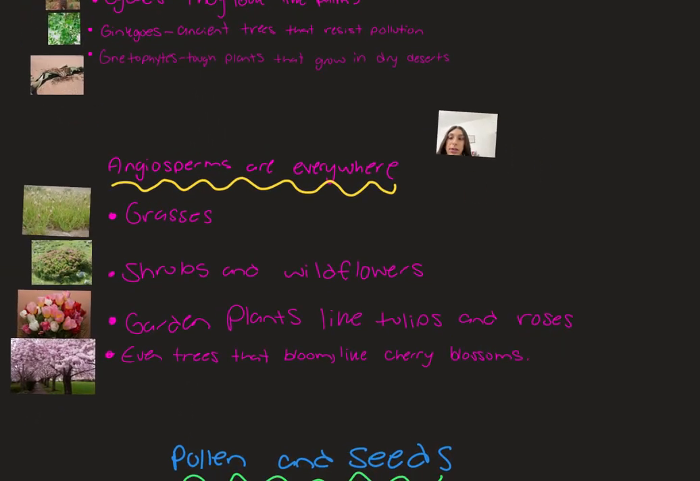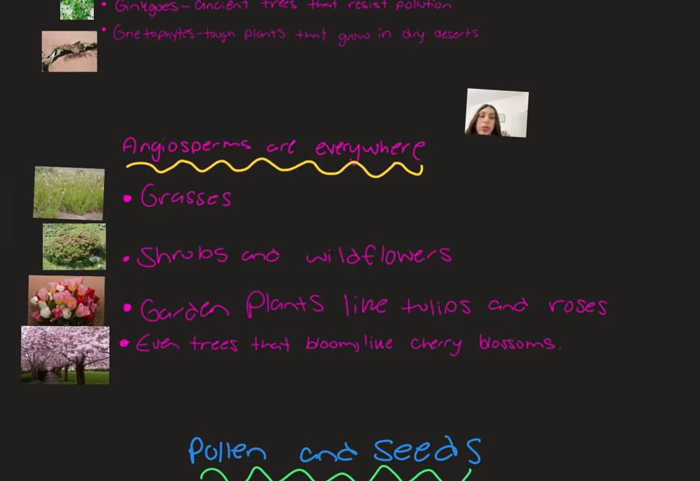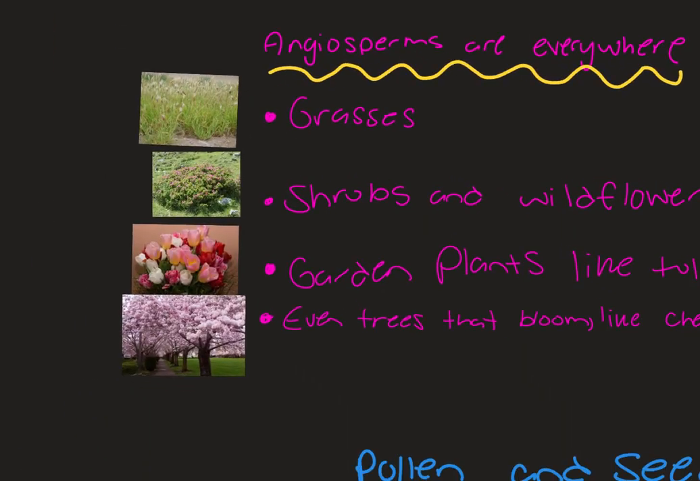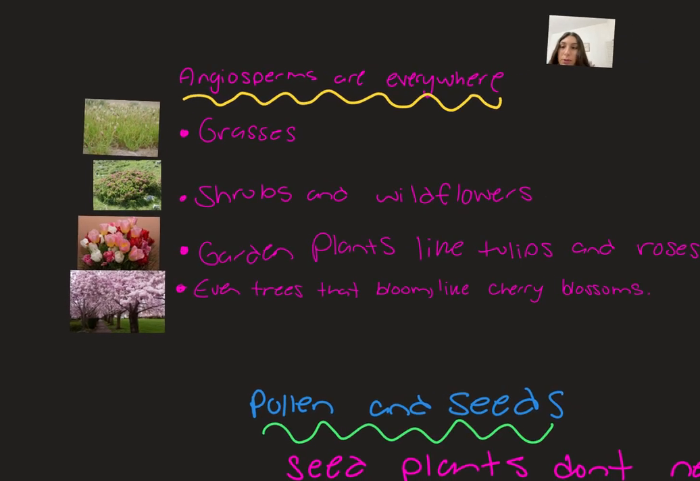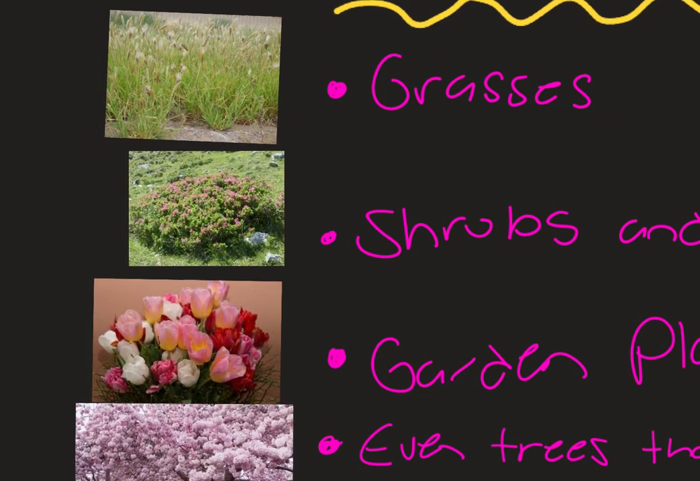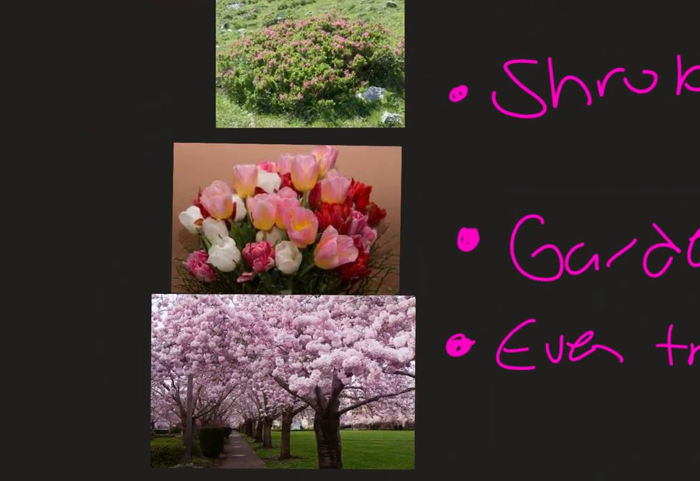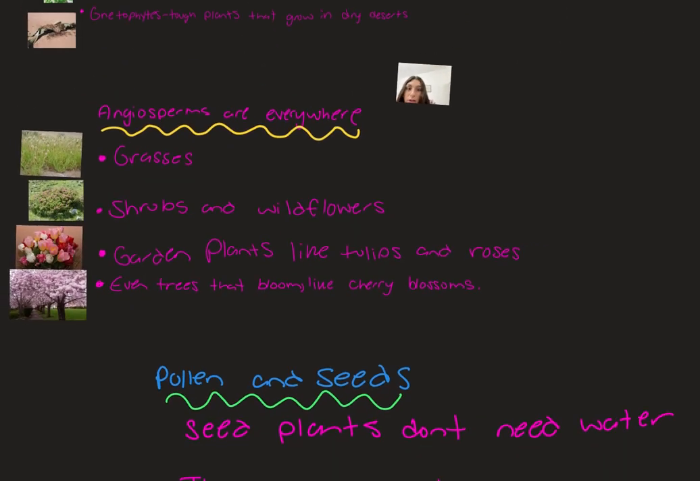The next type is angiosperms. Angiosperms are everywhere. There's grasses, shrubs, and wildflowers, which you might often see. And there's garden plants like tulips and roses. And there's even trees that bloom, like cherry blossoms.